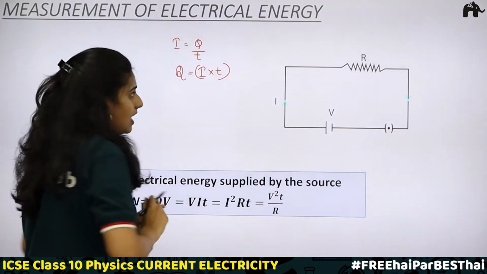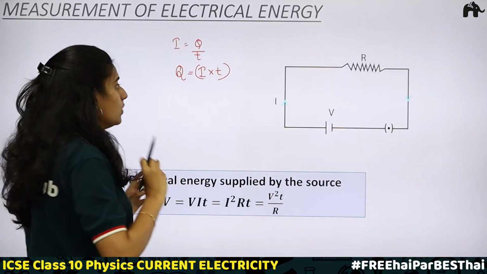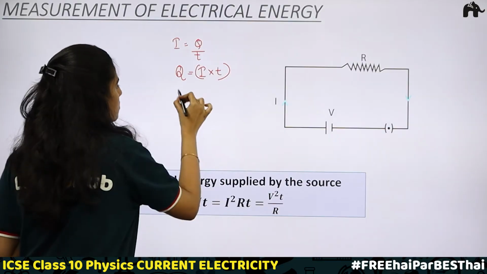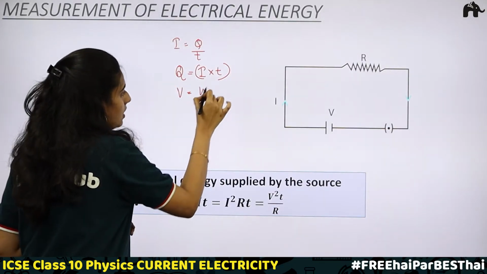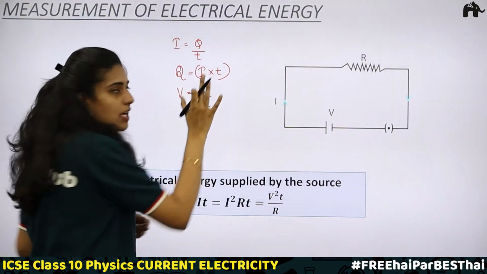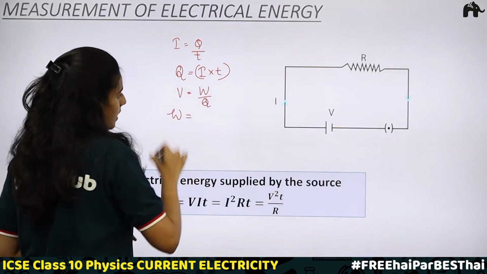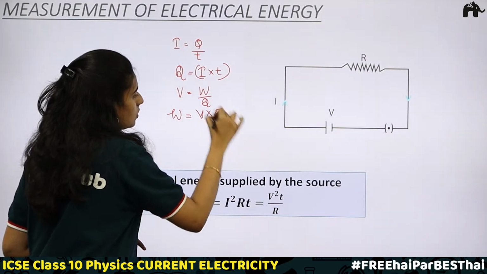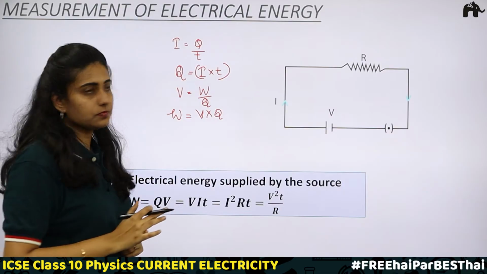We have studied what is potential difference. Potential difference is the work done in moving a charge from one point to another. So we have potential difference V is equal to W divided by Q, the amount of work done in moving the charge from one point to another. Or we can say the work done will be equal to potential difference into charge Q.